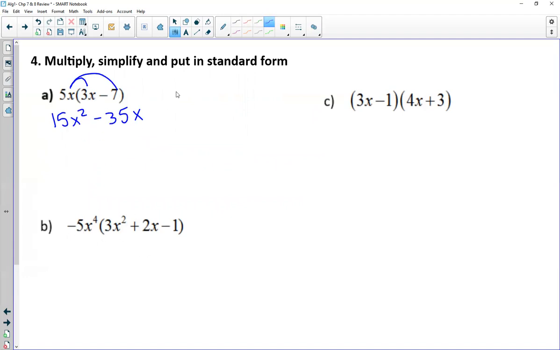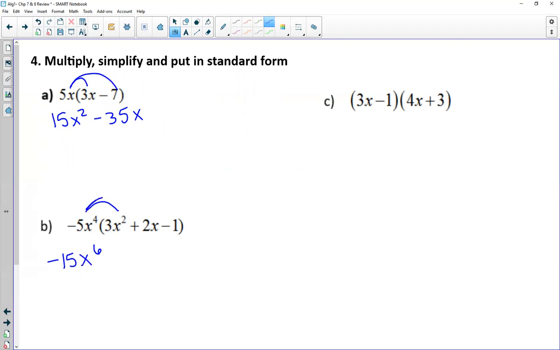Looking at our next one, we're going to go ahead and again distribute. I have negative 5x to the fourth times 3x squared. Negative 5 times 3 will be negative 15. X to the fourth times x squared, we add the exponents. That'll be x to the sixth.